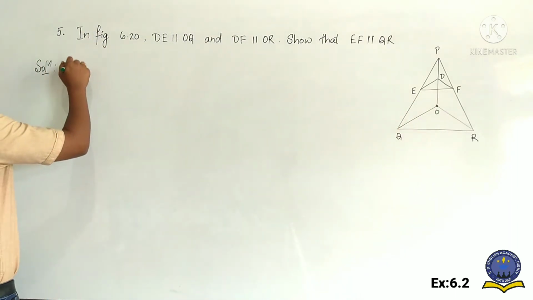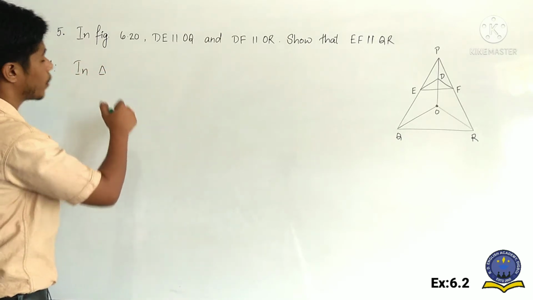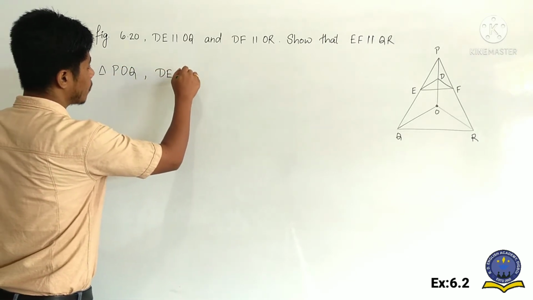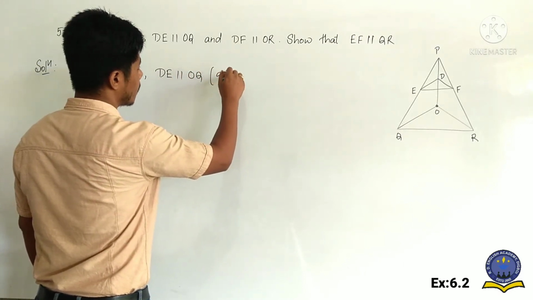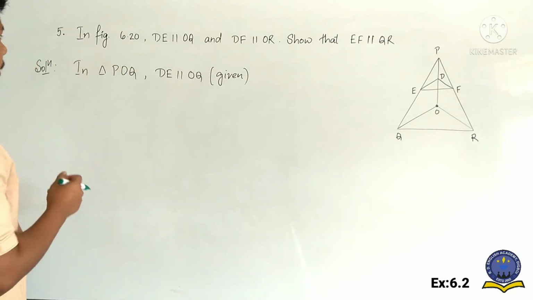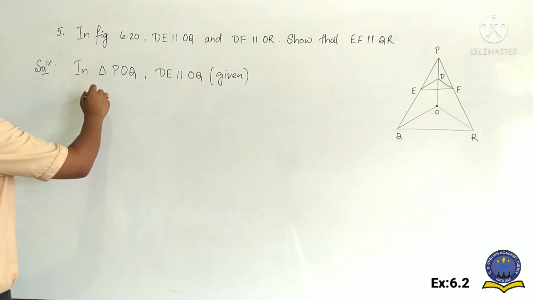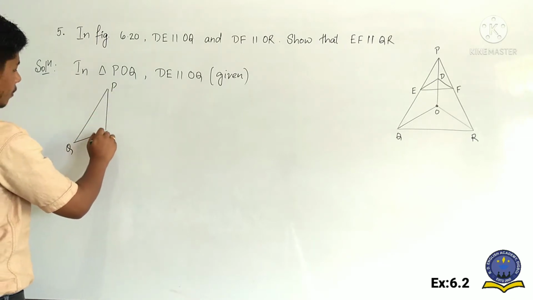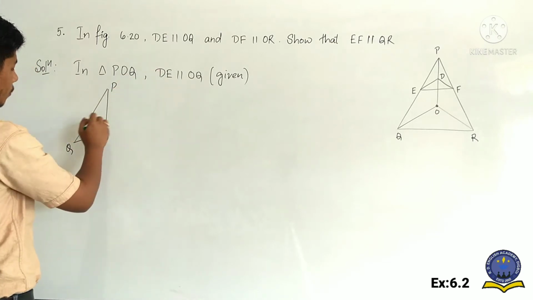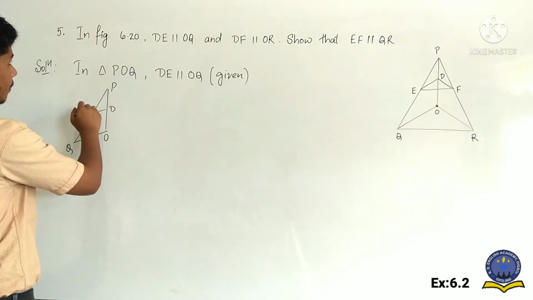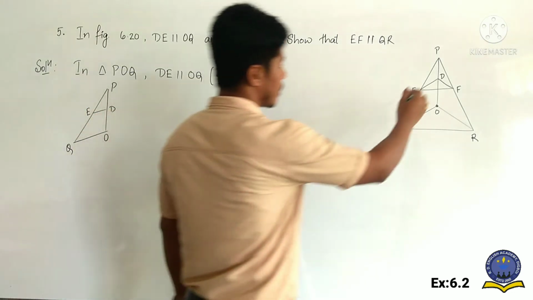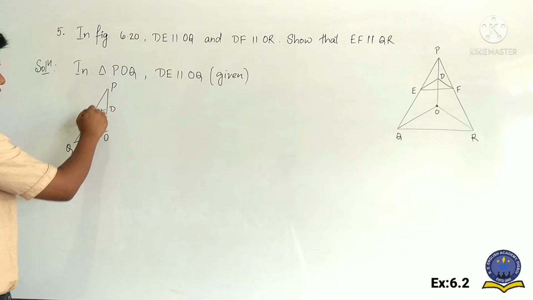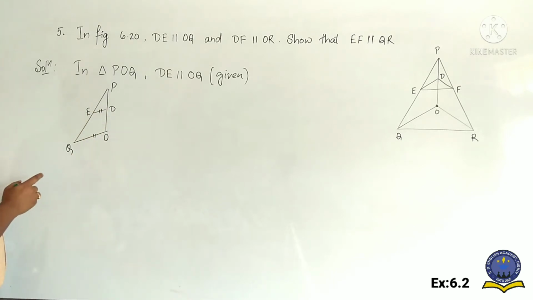So at first we write: in triangle POQ, comma, DE parallel to OQ, which is given. So this one is given to us, and in this way we have to write. In triangle POQ, if you draw the diagram separately, here it is P, here Q, and this point is O. Now D is parallel to OQ, so this one is D and here it is E according to our diagram. We separately draw this part, POQ. This is a triangle, and in this triangle DE is parallel to OQ again. So we know by our Thales theorem.